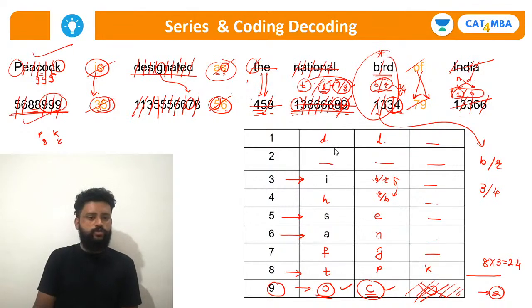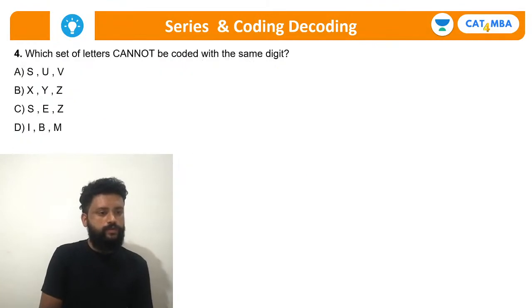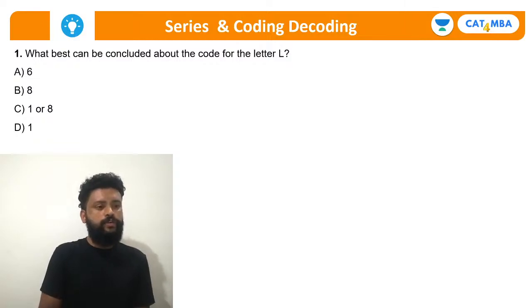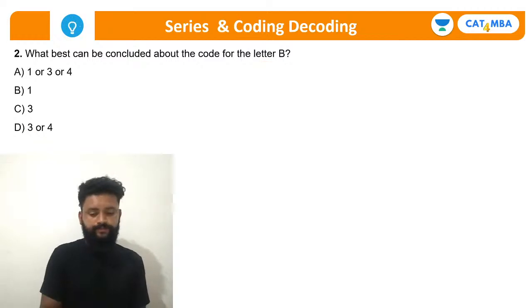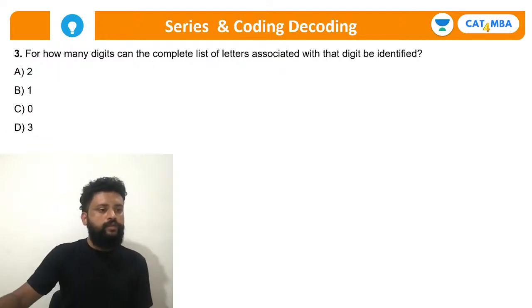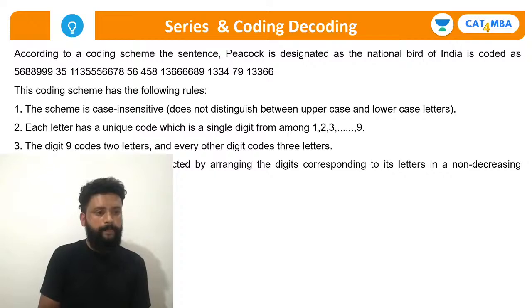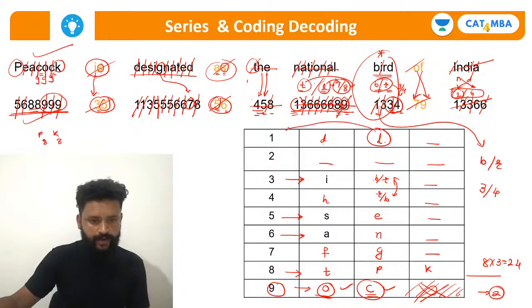So quickly, the last 2 minutes is the questions. What is the first question we have? What can be said about letter L? L is coded as 1. Then what can be concluded about the code for B? So B and R is 3 or 4. Hopefully you are getting this. You can just have a look at this information. L is 1. B and R is out of 3 and 4.